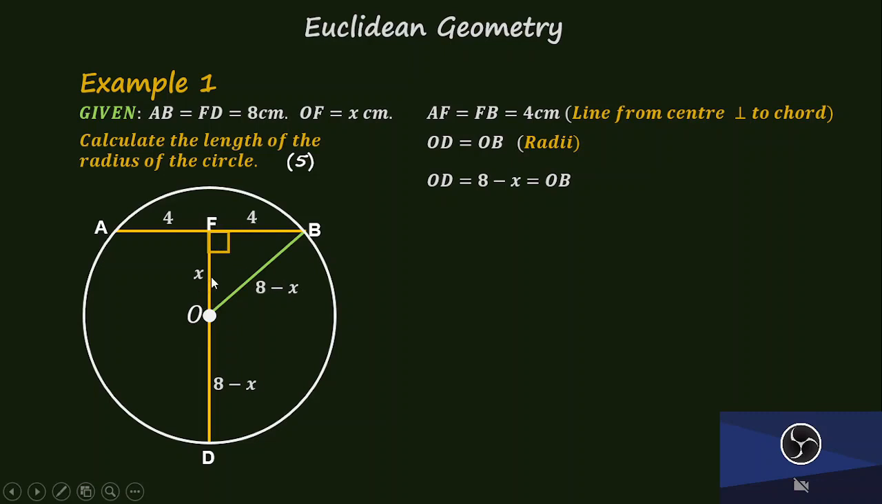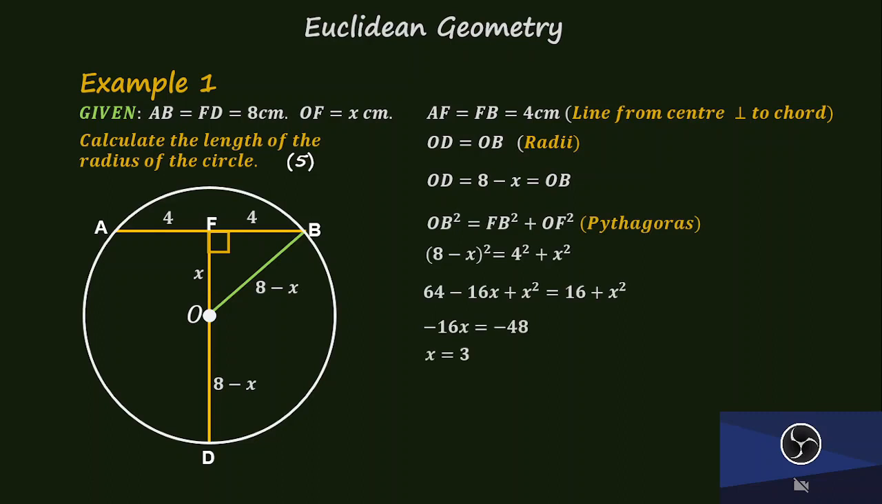We can use the theorem of Pythagoras to actually calculate the value of X by simply substituting the values that we have, expanding, and then we find that the value of X is 3. Then we can simply substitute the value of X in any of these to find the length of the radius. Therefore, the length of the radius, I just choose OB, it's 5 centimeters.